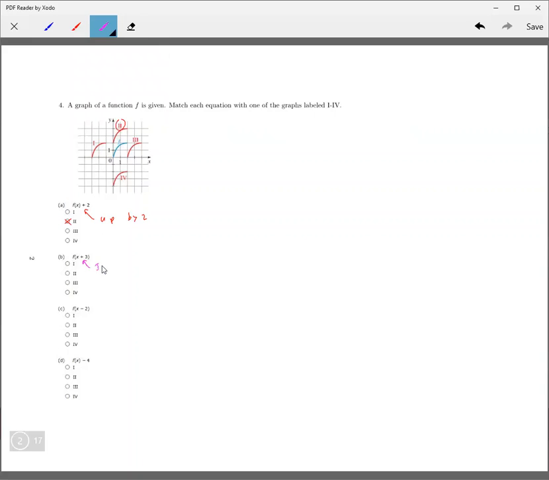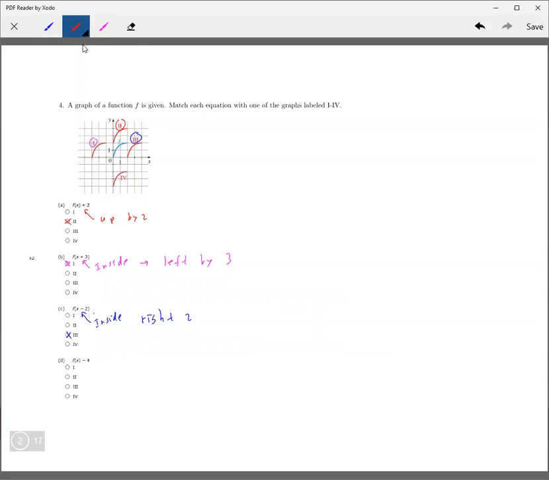This one is inside. So that means it's horizontal, and that's going to go left by 3. Horizontal and in the opposite direction, so left by 3. So that's going to be this one right here. Okay, this one is inside. And so it goes in the opposite direction. That's right by 2. That's going to be this one.